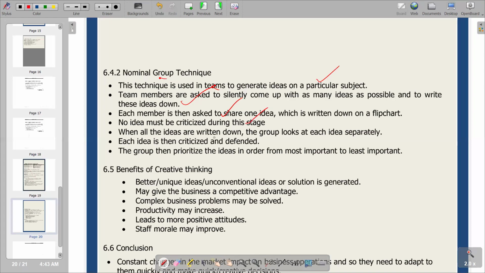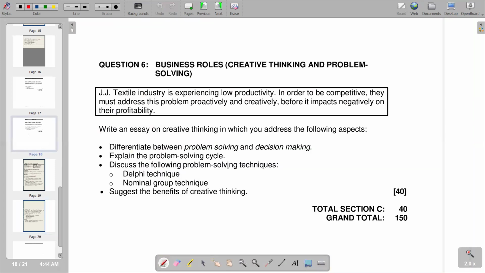When all the ideas are written down, the group looks at each idea separately. Then each idea is criticized independently, and then the group prioritizes the ideas in order from most important to least important. So this is very important in terms of the nominal group technique. Then obviously that's what we have in terms of this part of the question, which says discuss the following problem solving techniques, where we've got the Delphi technique and the nominal group technique.